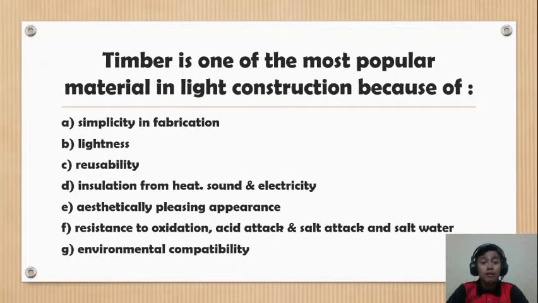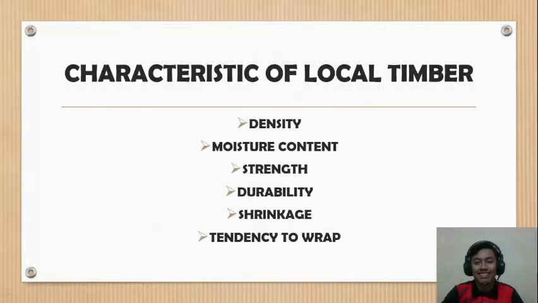Next, timber is one of the most popular materials in light construction because of simplicity in fabrication, lightness, reusability, insulation from heat, sound and electricity, and more. Firstly, there are many characteristics of local timber such as density, moisture content, durability, shrinkage, and tendency to rot.